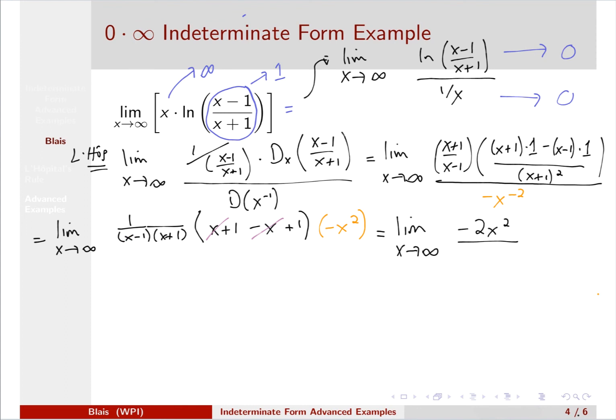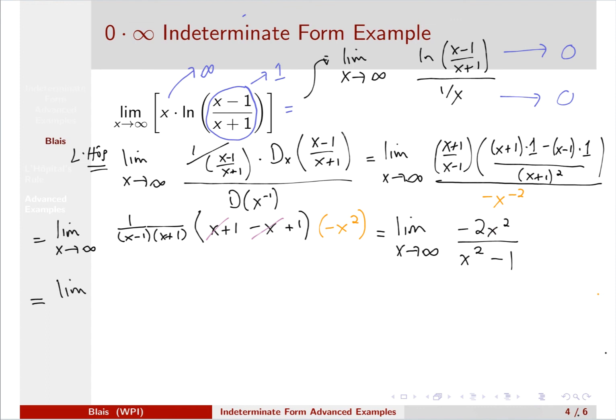So first, x times x gives us x squared. Outer, x times 1 is x. Inner, negative 1 times x is negative x, so those two will cancel. And then we have a 1 times minus 1, or minus 1. We then identify the leading term in the denominator, which is an x squared, and we divide every term in both the numerator and the denominator by that leading term.